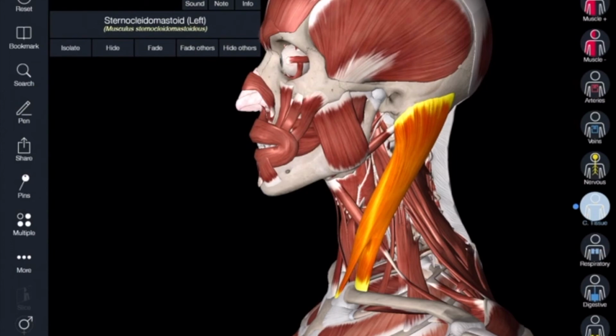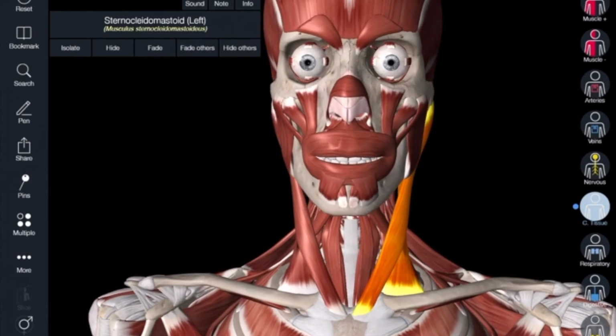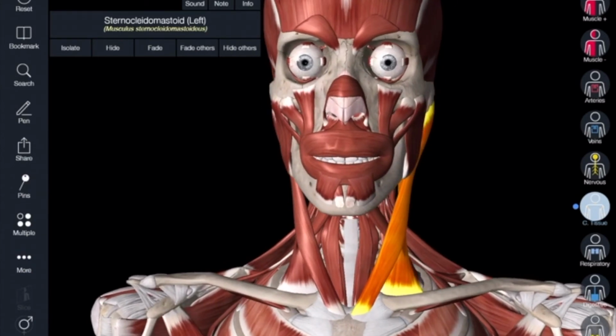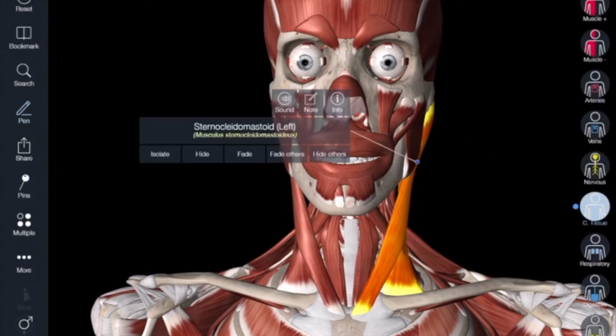And sternocleidomastoid also does lateral flexion of the neck. Those actions that I talked about before are all bilateral actions. If we look at a unilateral action, when one side is working, sternocleidomastoid can pull the head and neck down, like ear to shoulder, so lateral flexion of the cervical spine.